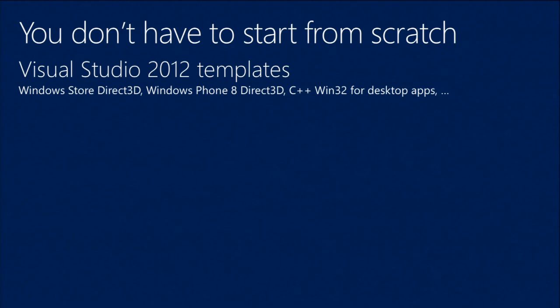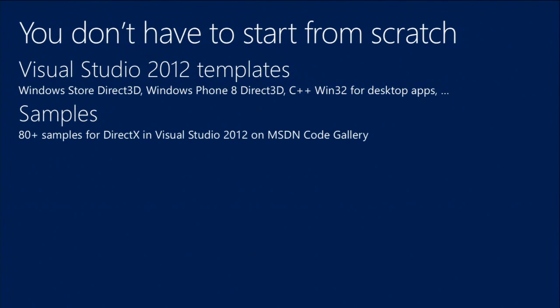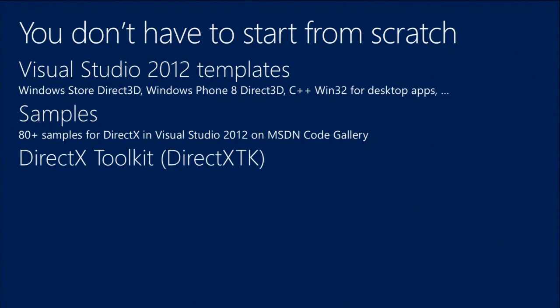So we have Windows Store Direct 3D, Windows Phone, C++ Win32 for desktop apps. There's a whole selection out there. We have a number of samples on using DirectX in a number of different scenarios. Out on the code gallery, the 2012 samples are forward compatible. There are also things on CodePlex. There are samples outside of Microsoft properties. In fact, there's quite a few out in a community that people have created.